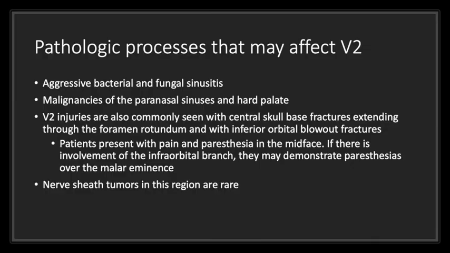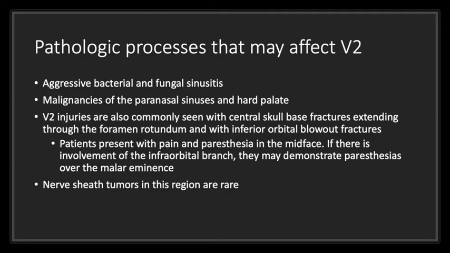Processes that affect V2, again, similar to V1 because it's in the region of the sinuses, it can be affected by aggressive sinusitis. It is not uncommon to see involvement of V2 in perineural spread of tumor. And of course, in trauma, especially with orbital blowout fractures that affect the infraorbital nerve, you can have injuries to V2.